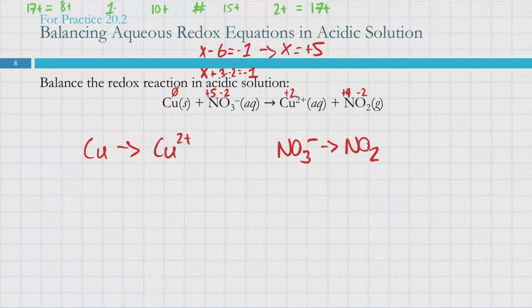We should also be able to recognize which one is reduction and which one is oxidation. Nitrogen went from a +5 to a +4. Did its number increase or decrease? +5 to +4. Decrease. It was reduced. So our nitrogen is our reduction half reaction. That would make copper our oxidation half reaction. We could also identify that one first. Its oxidation number went up, and that's oxidation.